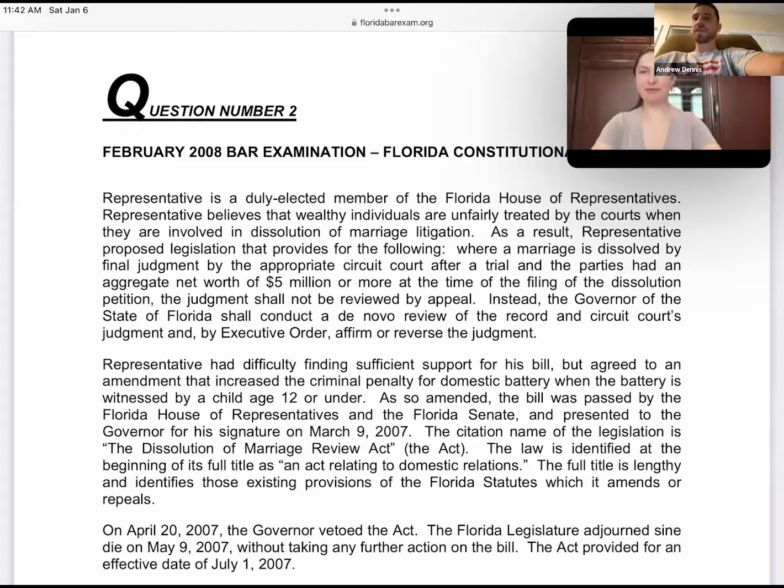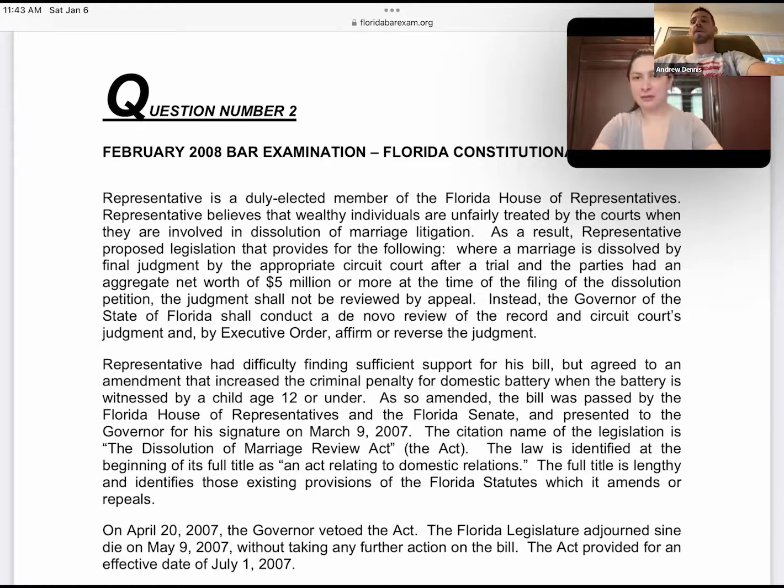Excellent job. So as a result, representative promised legislation that provides for the following: where a marriage is dissolved by final judgment by the appropriate circuit court after trial, and the parties had an aggregate net worth of $5 million or more at the time of filing of the dissolution petition, the judgment shall not be reviewed by appeal. Instead, the governor of the state of Florida shall conduct a de novo review of the record and circuit court's judgment by executive order, affirm or reverse the judgment.